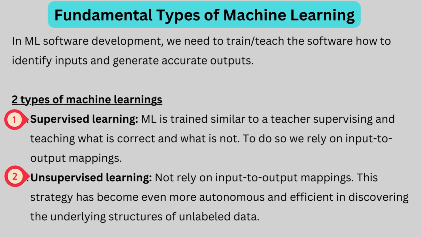Supervised learning refers to the type where the machine learning is trained, similar to a teacher supervising and teaching what is correct and what is not. To do so, we rely on input to output mappings. The bigger the data set, the more accurate the outcome we can get. And in the second type, unsupervised learning, we don't rely on input to output mappings. This strategy has become even more autonomous and efficient in discovering the underlying structures of unlabeled data. And we need to see the differences between these two.